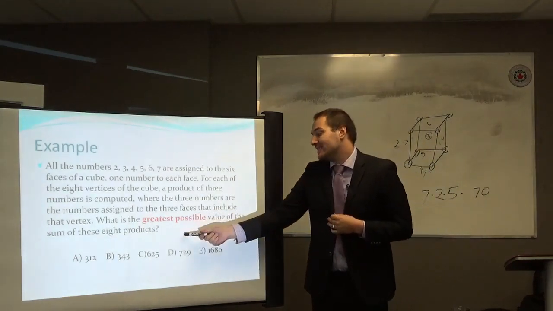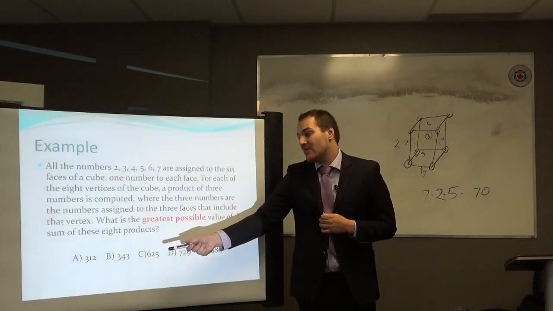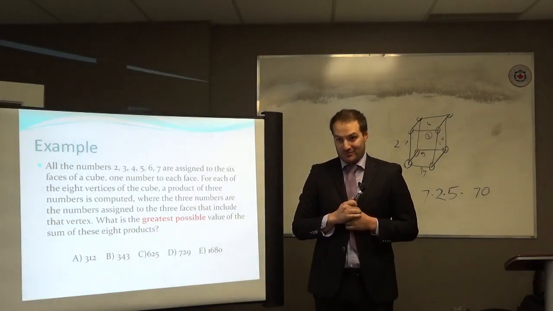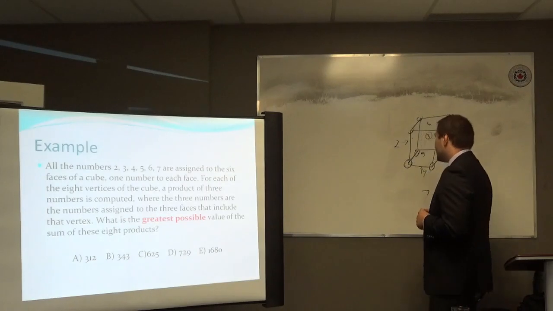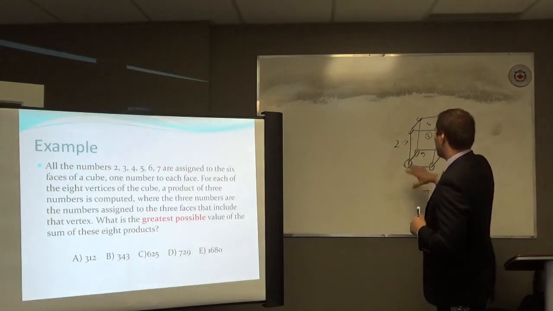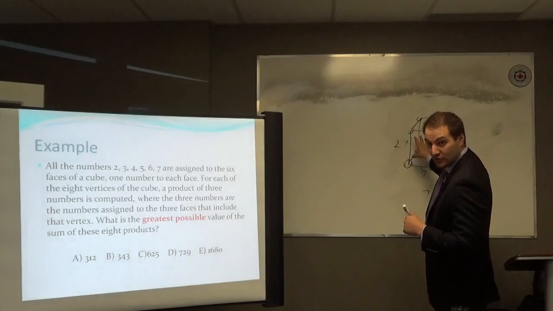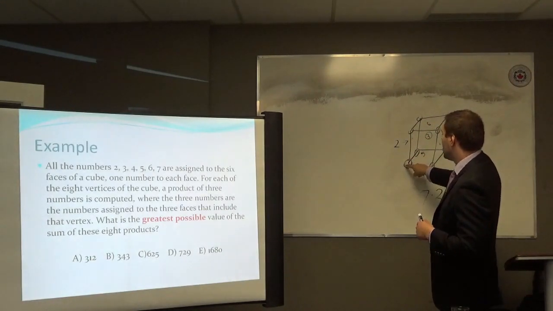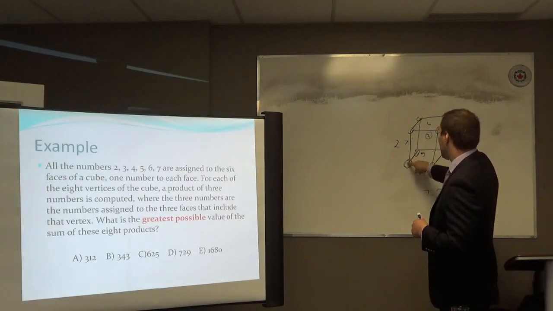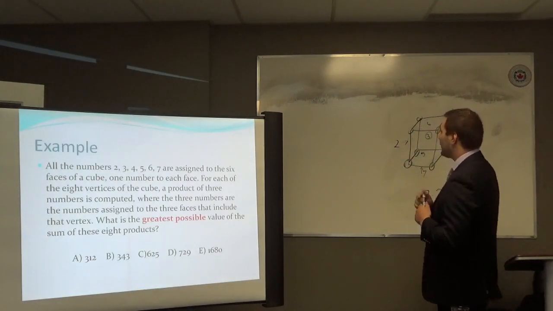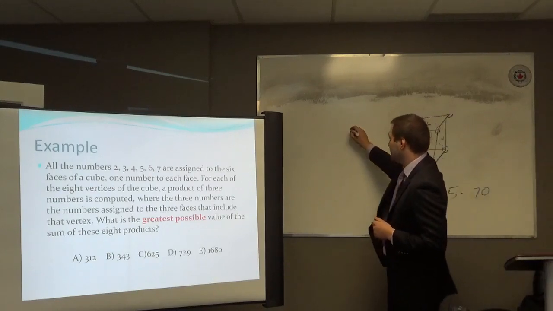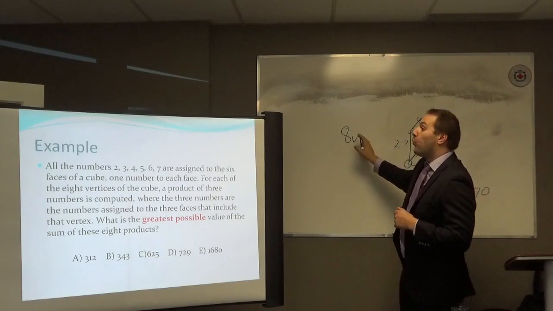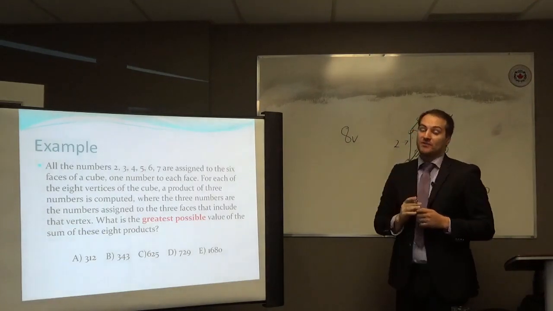What is the greatest possible value of the sum of these 8 products? So what they're asking us is, we have 8 vertices. We're going to put different things in a cube that will allow us to calculate the sum of 8 things. Then we're going to add those together. The 8 vertices, the 8 V's, are all going to get added together. And what is the greatest possible value that could be?